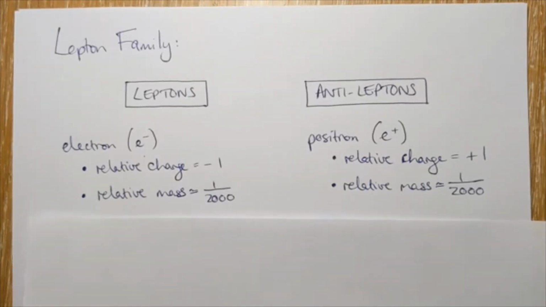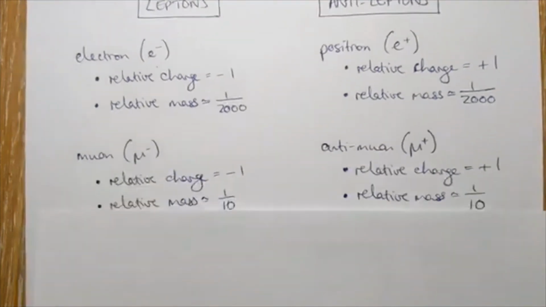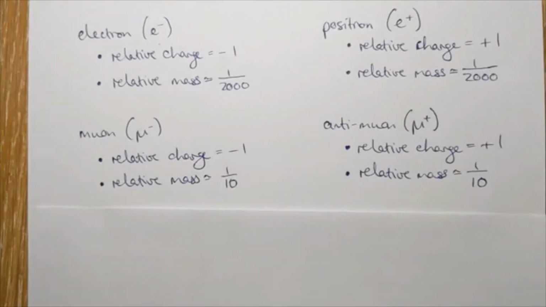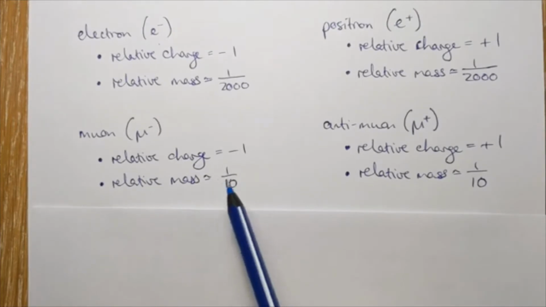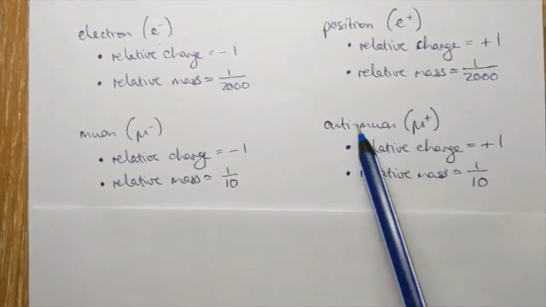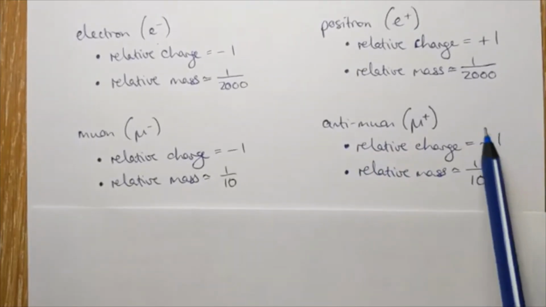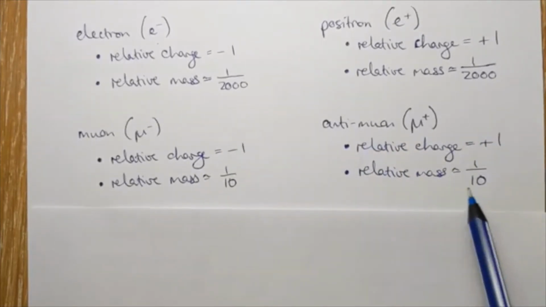But then the next lepton you need to know about is the muon, and this is basically a heavy electron. And you can see that its antiparticle is just called an antimuon. And so there you go. Again, we've got the opposite charge and same mass.